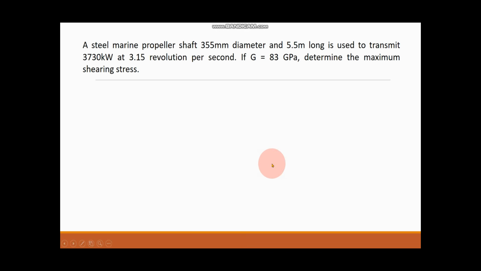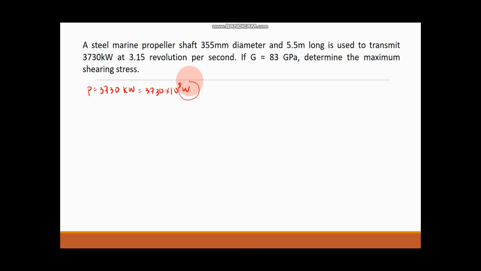A steel marine propeller shaft 355 mm in diameter and 5.5 meter long is used to transmit 3,730 kilowatts at 3.15 revolution per second. If the shear modulus is equal to 83 gigapascal, determine the maximum shearing stress. So our propeller has a power of 3,730 kilowatts. So convert natin siya into watts by multiplying 1,000. So magiging 3,730 times 10 raised to 3 watts.